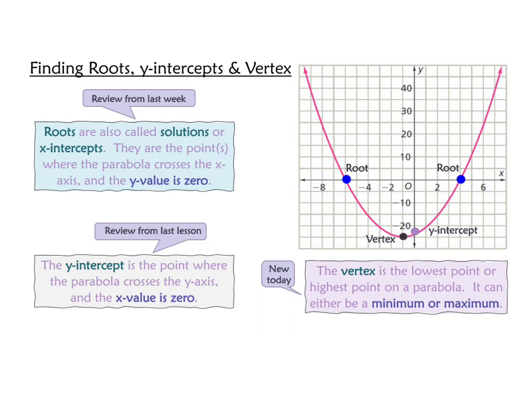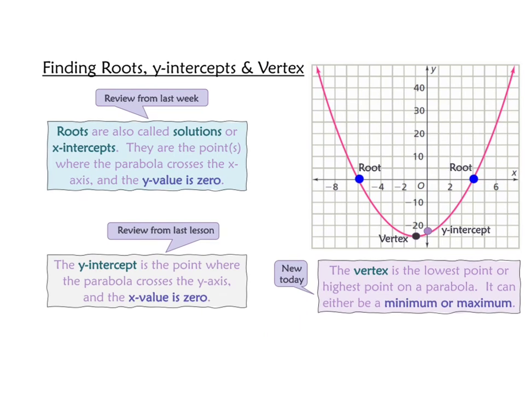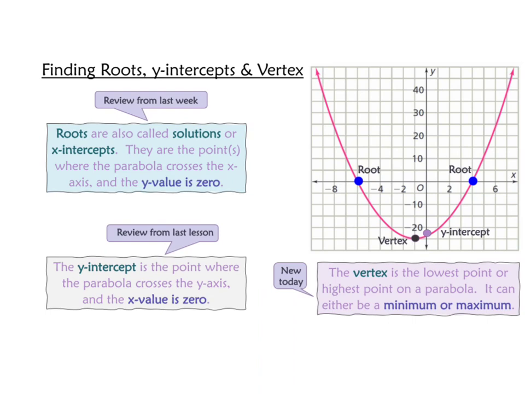Let's take a look at what we talked about last week. Roots are called the solutions or the x-intercepts, and they're the points where the parabola crosses the x-axis. Here's the x-axis. These two dots, right here and right here, are the roots. They're where they cross the x-axis. Also, at the x-axis, y is always equal to what? If you said 0, you are correct.